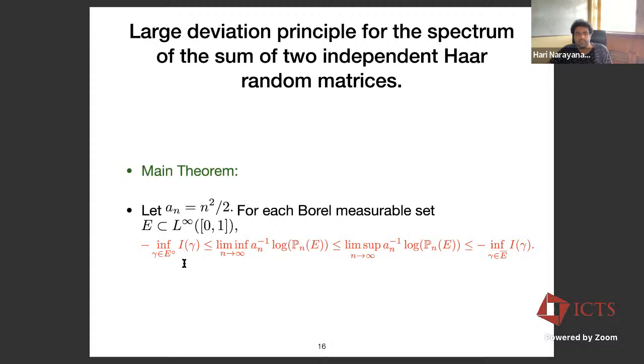So as you see, the gap between this and this is purely that you have the interior of E and the closure of E. So for example, for nice sets E like boxes, it will often be the case that these two will coincide and you will get an equality. So this tells you the exact rate of decay of log of P_n of E when you have a rate function with a rate of n squared by 2.